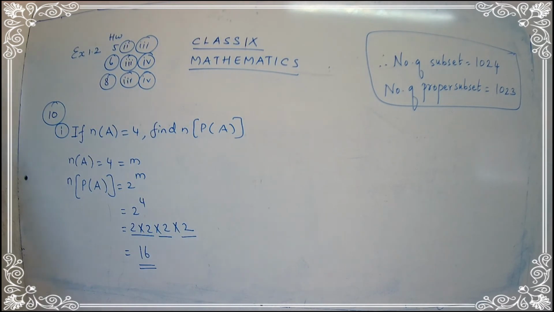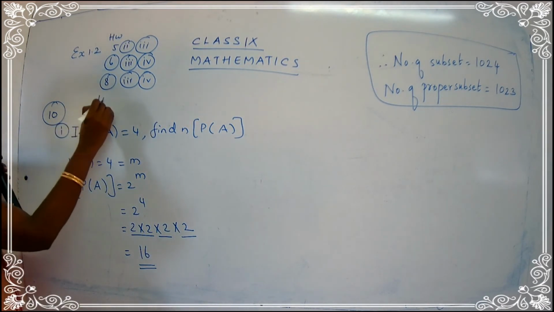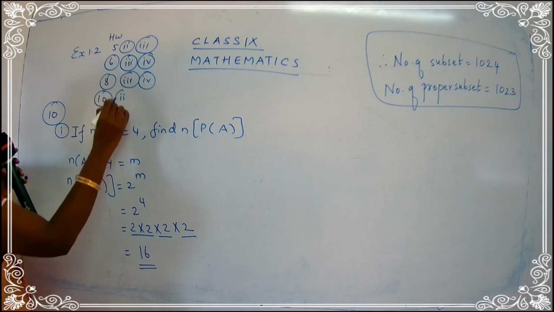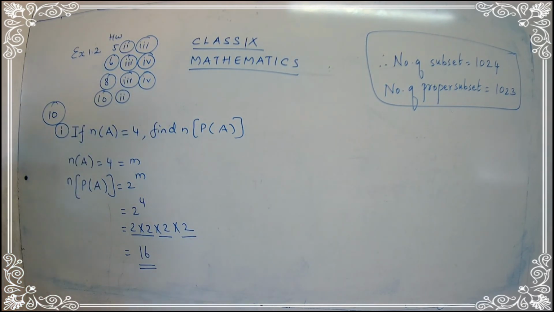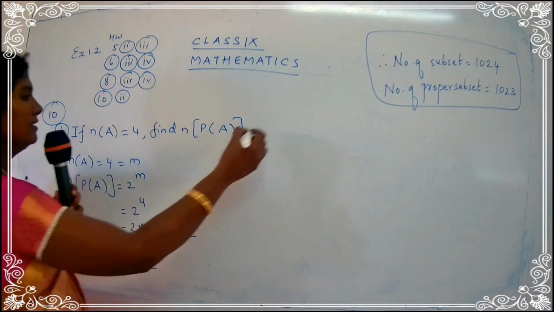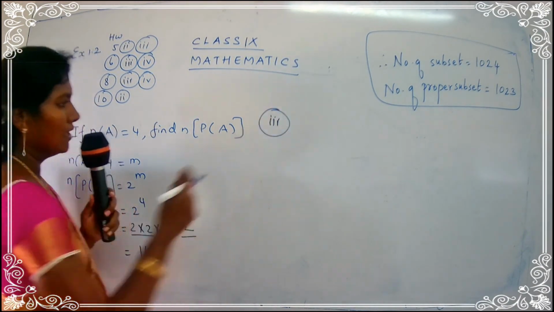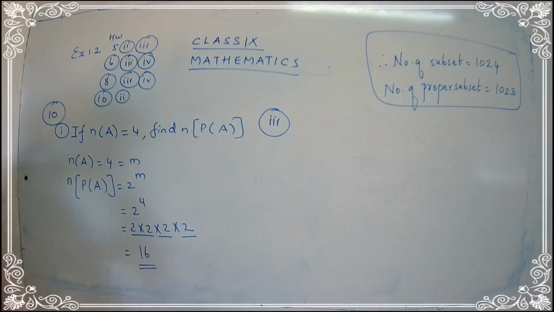From question number 10, the second subpart will be homework. Try out the second subpart as homework. And let's try out the third sum now. The third sum will be the last sum. With the third sum, we complete our exercise 1.2. Write down the question.